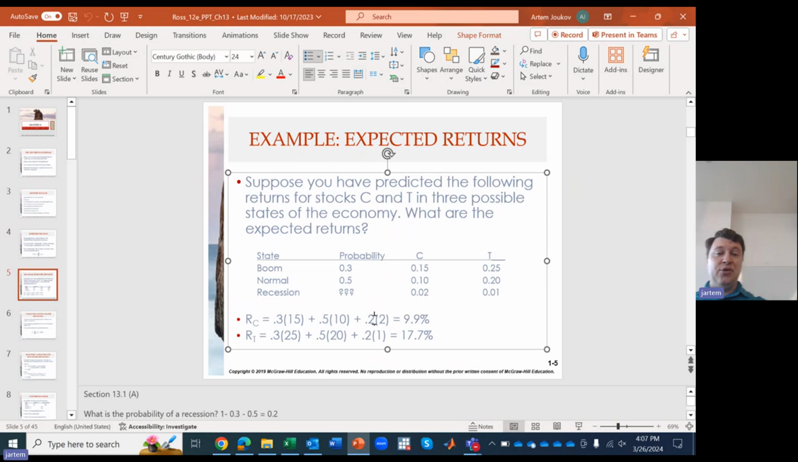Okay, and finally, again, we use our calculation for what the probability of recession was, which is about 20%. We enter the 0.2, and then we enter the percent returns. So here for stock C, the percent return in a recession is 2%, hence 2. And then here for stock T, the percent return in a recession is 1%, hence 1. All right, now we just add all of these together. And so we see that the expected return for stock C is 9.9%, and for stock T, it's 17.7%.